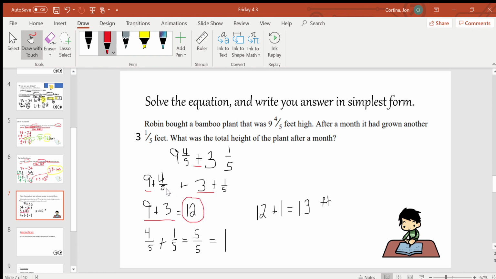Then we're going to go ahead and add our fractions. We have 4/5 and 1/5 gives us a total of 5/5. And when we see a numerator that's the same as the denominator, that's equal to 1 whole. So now we're left with a whole number, 12, and another whole number, 1, and we're just going to combine those, 12 plus 1, to get an answer of 13 feet.